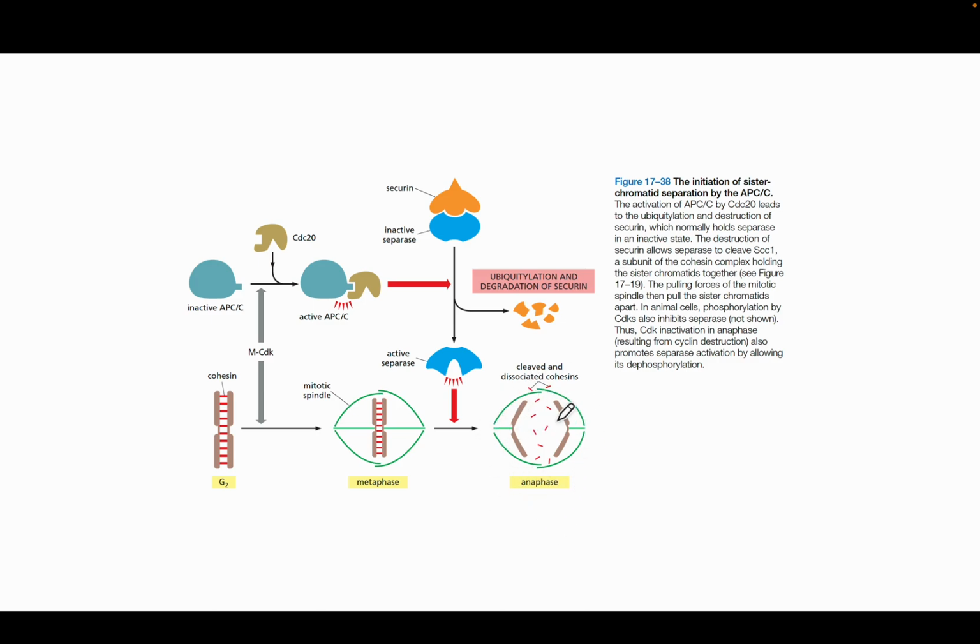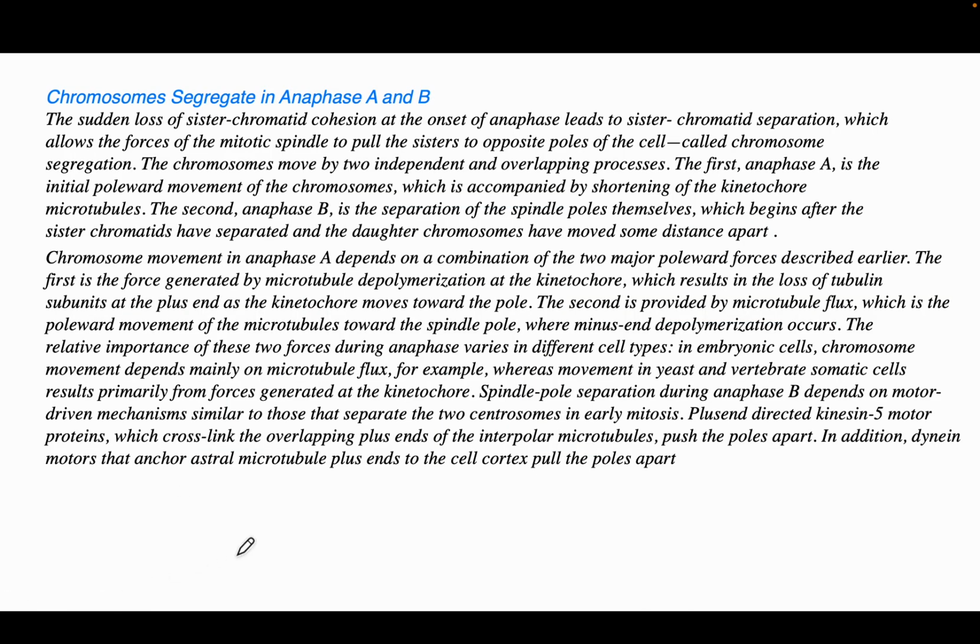You can see this is the anaphase. Now, if the sister chromatids break apart, the two chromatids will go to the two poles. So chromosome segregation will occur in anaphase A and B. The loss of sister chromatid cohesion at the onset of anaphase leads to sister chromatid separation, which allows the forces of the mitotic spindle to pull the sisters to opposite poles of the cell, called chromosome segregation.